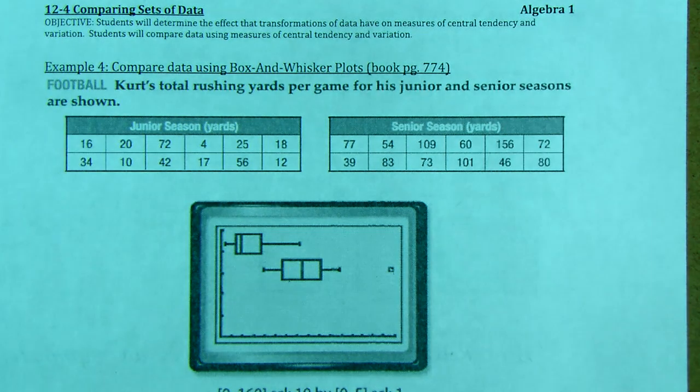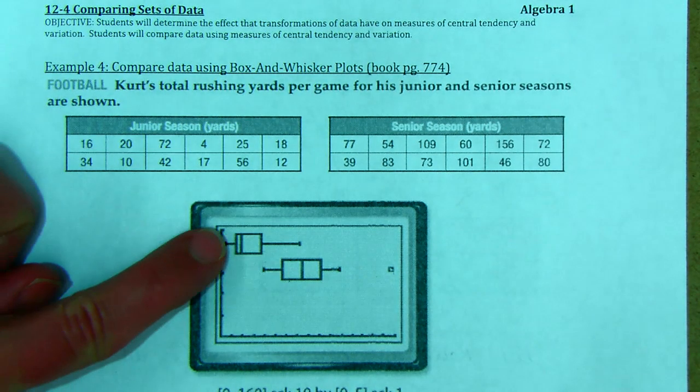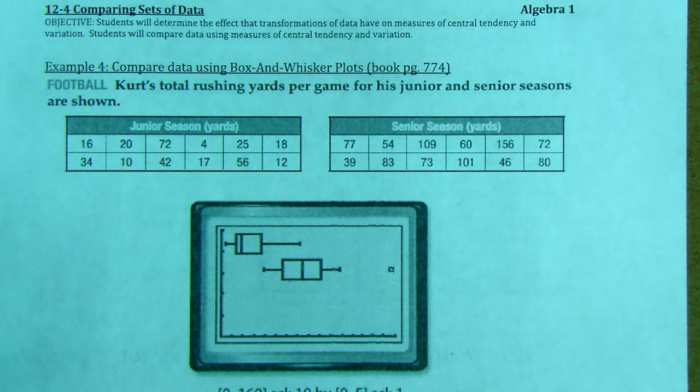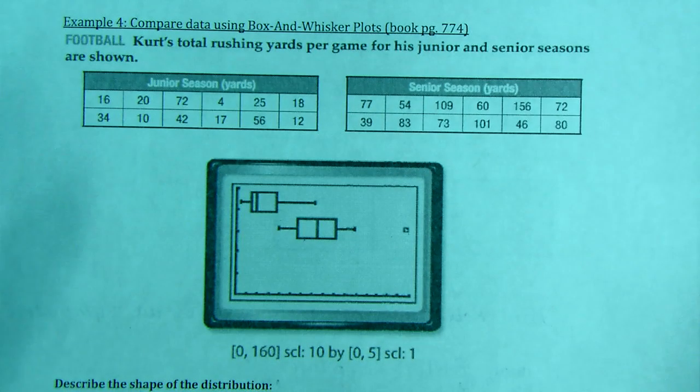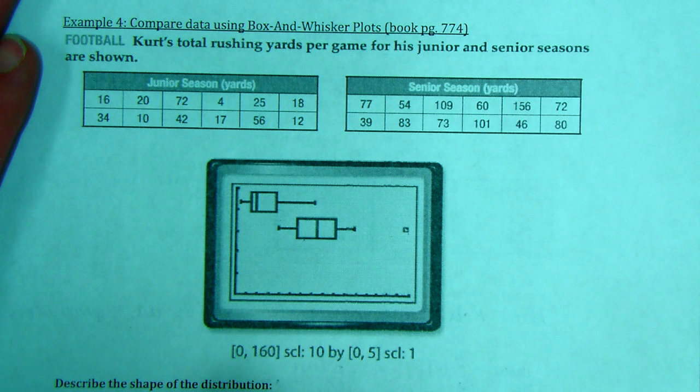So describe the shape. Kurt's junior year is positively skewed, and his senior year, it is symmetric with a high outlier. Okay, whoops, sorry, you can't see that. So his junior year is positively skewed, senior year it's symmetric with a high outlier.